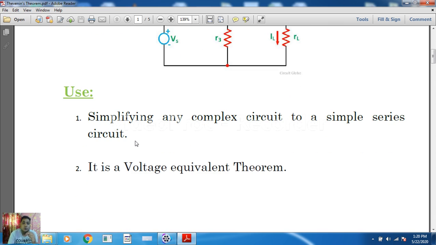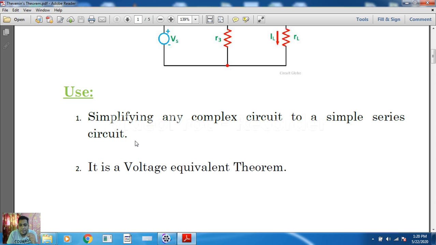Next, the use. As I have already told, this theorem can be used to reduce a complex circuit to a simpler series circuit, which will contain an equivalent voltage source, an equivalent resistance, and the load resistance, all connected in series. We will see how we are going to do this. The second point: it is a voltage equivalent theorem.